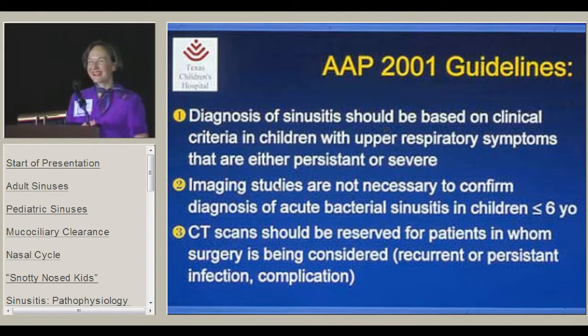Sometimes fields don't always agree about things, and I think it's wonderful when there's a partnership. Nonetheless, the diagnosis should be based on clinical criteria in children with upper respiratory tract infections that have either persistent or severe symptoms. Imaging studies are not necessary to confirm the diagnosis of acute bacterial sinusitis in young children. CT scans should be reserved for patients in whom surgery is being considered for recurrent or persistent infection complications.